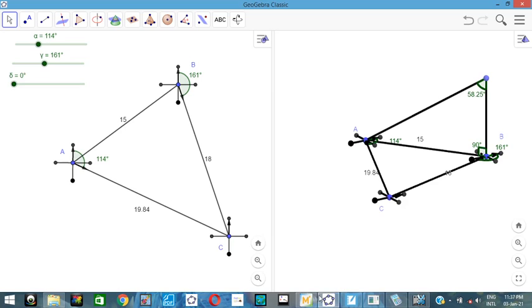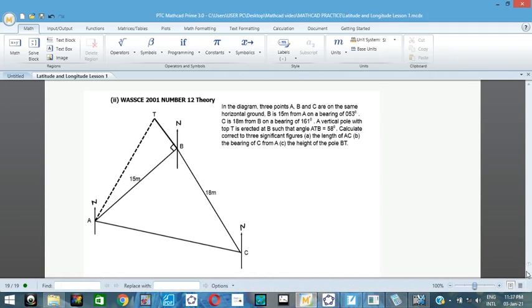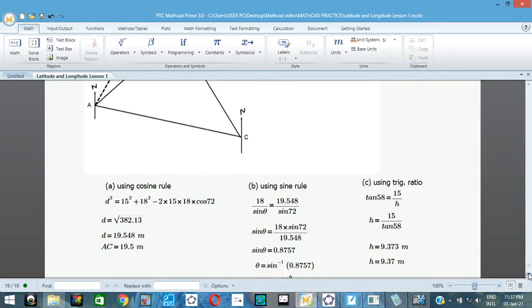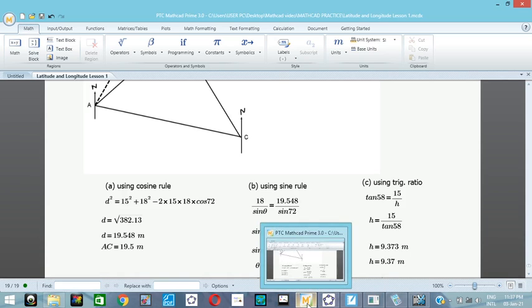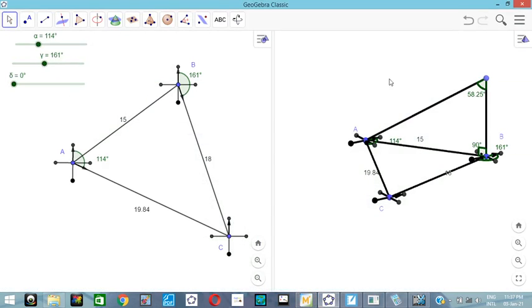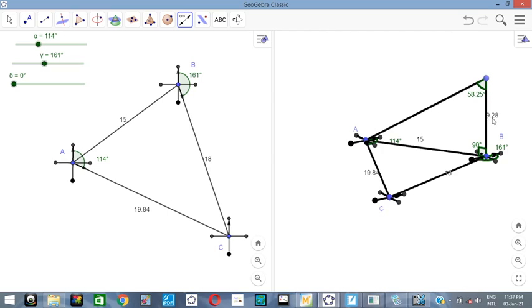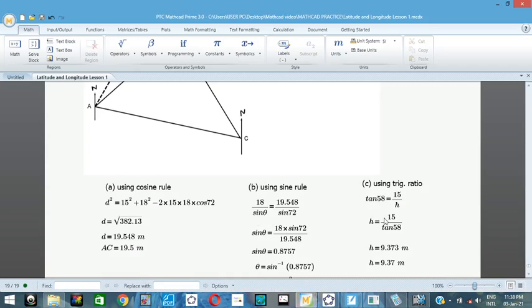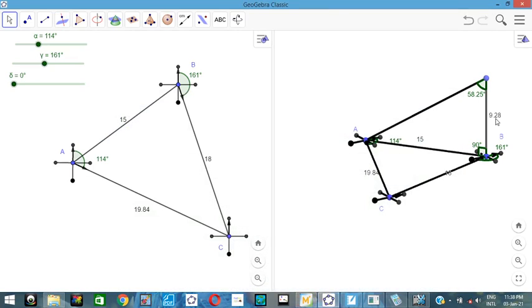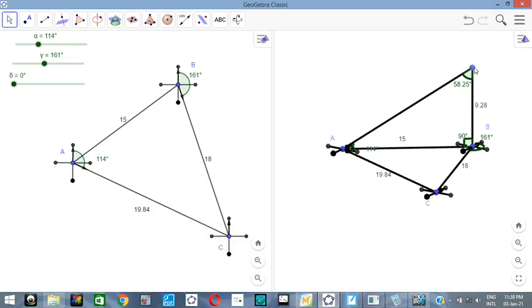And remember, let me go back to our calculation so that we can see the height. The height we got is 9.37 meters. So this height, let me place it there and get the distance. You can see we got 9.28, though I've not really put my final 58 degrees. So you see our answer is very close. The answer we got here is 9.37, and I'm still very close at 9.28. If I position my angle at 58, I think we'll get that result.